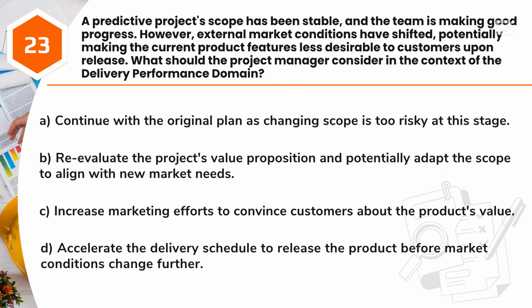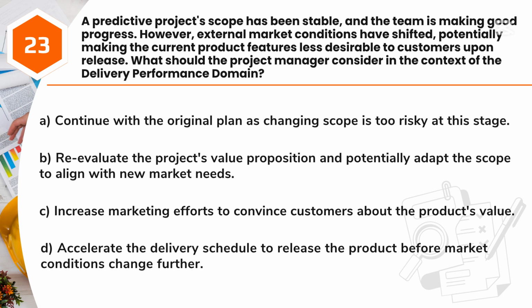Question 23. A predictive project scope has been stable, and the team is making good progress. However, external market conditions have shifted, potentially making the current product features less desirable to customers upon release. What should the project manager consider in the context of the delivery performance domain?